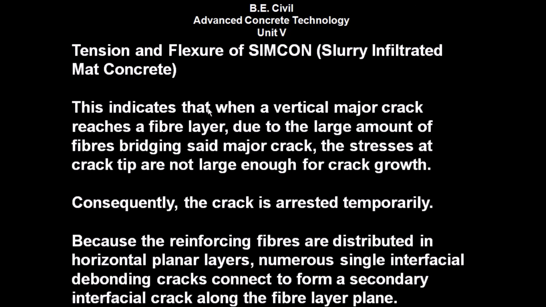This indicates that when a vertical major crack reaches a fiber layer, due to the large amount of fibers bridging said major crack, the stresses at the crack tip are not large enough for crack growth. Consequently, the crack is arrested temporarily. Because the reinforcing fibers are distributed in horizontal planar layers, numerous single interfacial debonding cracks connect to form a secondary interfacial crack along the fiber layer plane.